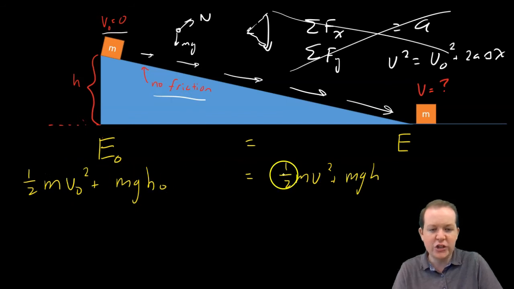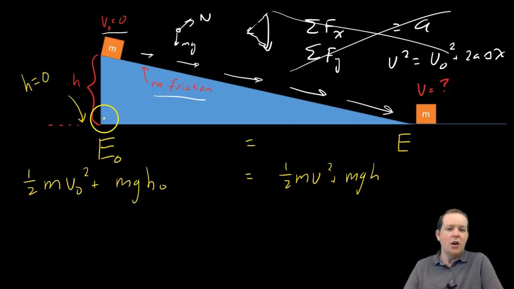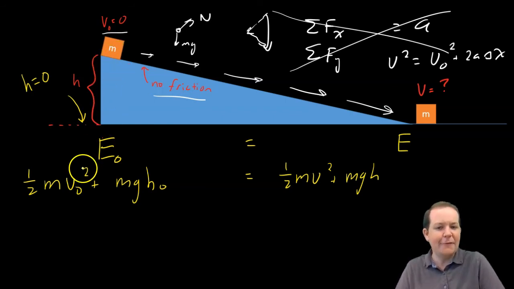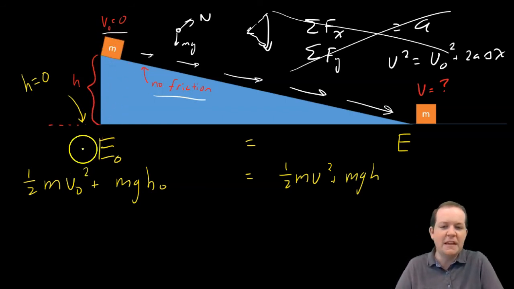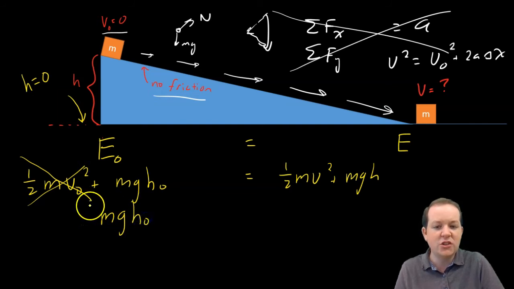The initial energy should equal the final energy. In the beginning, measured from this location here, let's call this h equals 0, just so we're on the same page. Well, the block is some height above the ground, but does it have a velocity? No, it says v naught is 0. This whole term goes away. So on the left-hand side, I just have mgh naught.